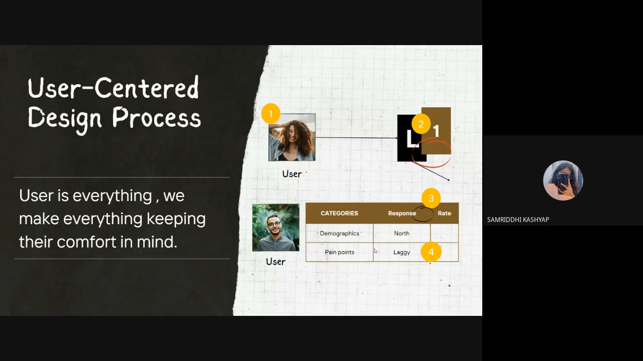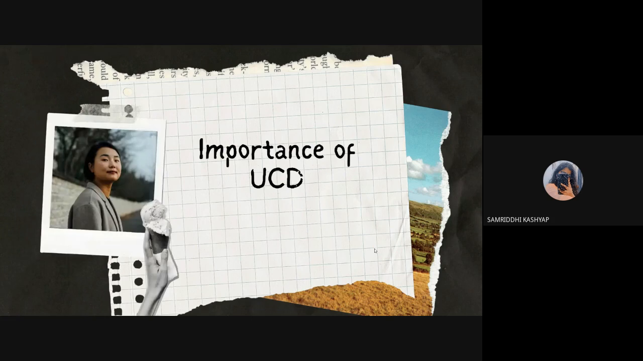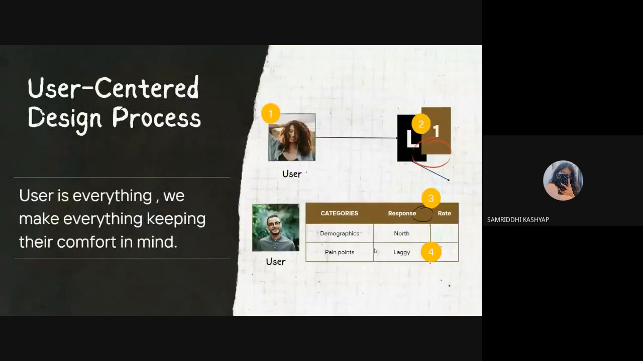So research is basically with two things. User research is divided into two parts. First is qualitative and then quantitative. I would be brushing upon that too.